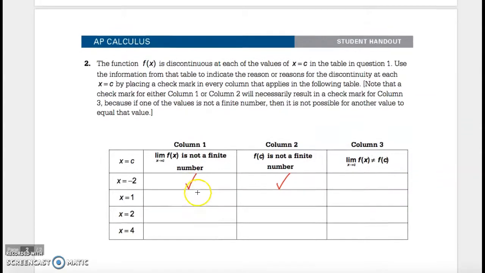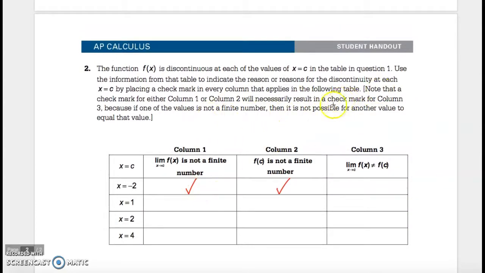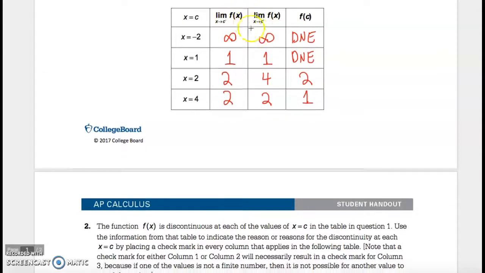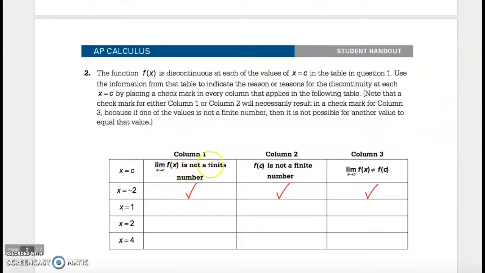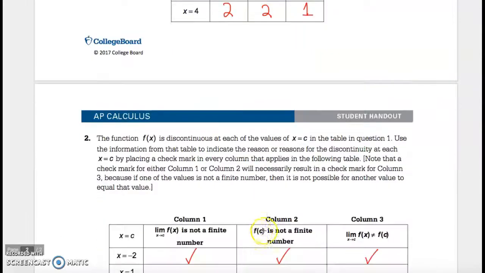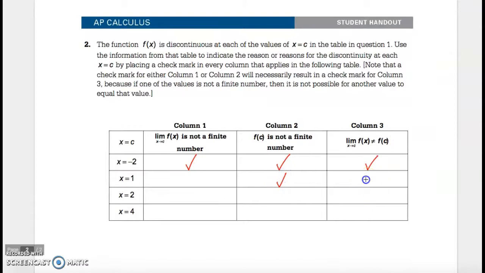All right, let's look at x equals 1. Oh, and obviously 3 would also be true then. A check mark for either column 1 or column 2 will necessarily result in a check mark for column 3, because then that part would not be possible as well. If I'm looking at x equals 1, my limit does exist; my general limit is a finite number. So I can't check column 1, because my limit is finite, but my actual function at that point is not. Therefore, my general limit cannot equal my function at that point.